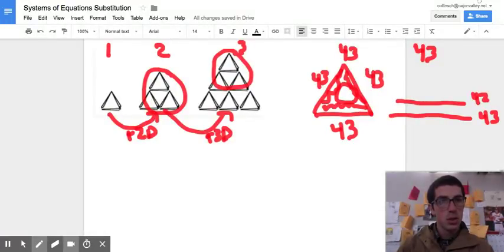triangles. Sorry, I moved my window. Give me a second.